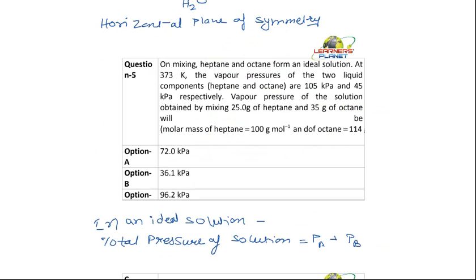So the total pressure of the ideal solution obtained by mixing heptane and octane, whose pure solvent pressures are 105 kilopascals and 45 kilopascals, is how much? 72 kilopascals. So what is the right answer? Option A.